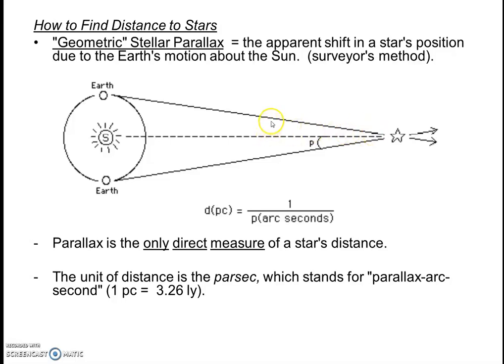If you have a star that's close by, you will have a large jump in its position compared to the very, very distant backdrop of very, very distant stars. And if you find that it's jumping less, that means it's farther away. Okay, so the more it jumps, the closer it is. The less it jumps, the farther it is.